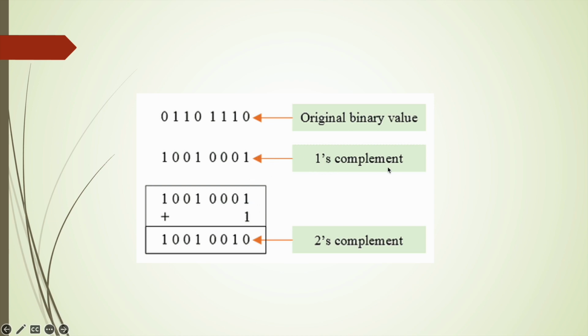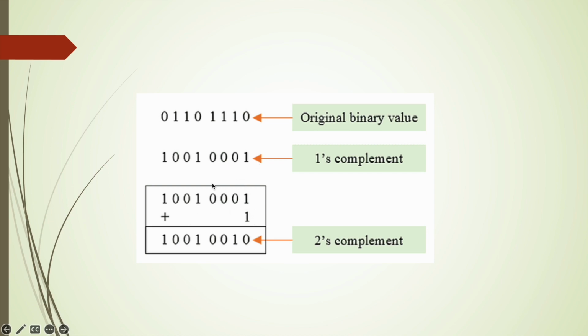So we can get the 1's complement by inverting each bit value in the original binary value. So 0 can be written as 1 and 1 can be written as 0, and 1 0 1 0. For a 0 we write 1, for 1 we write 0, for 1 we write 0. So like this we can generate the 1's complement. So we get the 2's complement by adding a 1 to the least significant bit of the 1's complement.